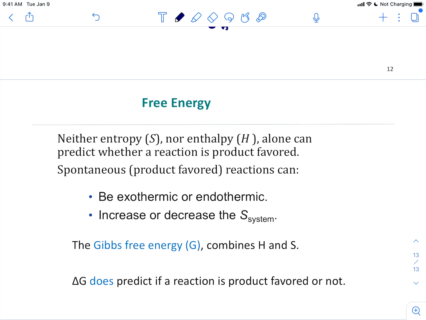Spontaneous is another word for saying product favored chemical reactions. Okay? That's what we mean when we say spontaneous. Product favored can be exothermic or endothermic, can increase or decrease the entropy of that system. So we're going to use Gibbs free energy, which is going to mathematically combine enthalpy and entropy. And then when we look at changes in free energy between reactants and products, that does predict for us whether it's product favored. And this is the power of this chapter and ultimately of what is known as the Gibbs free energy, the ability to truly predict whether or not a chemical reaction is spontaneous and therefore product favored.